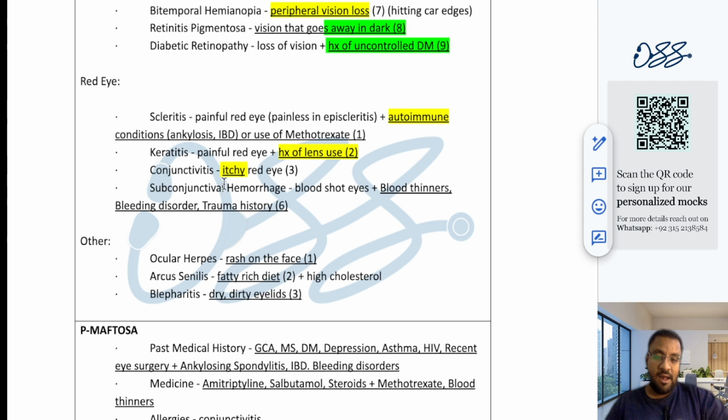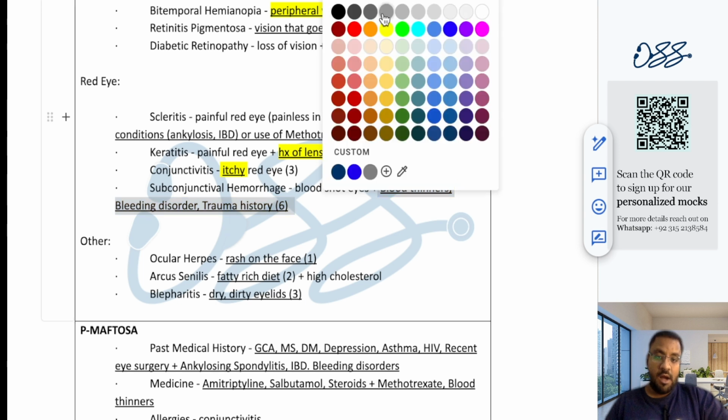Okay, also known as the bloodshot eye or the subconjunctival hemorrhage. And this is common in those patients who are on blood thinners, or those who have bleeding disorders, or those who have had a recent trauma to the eye.